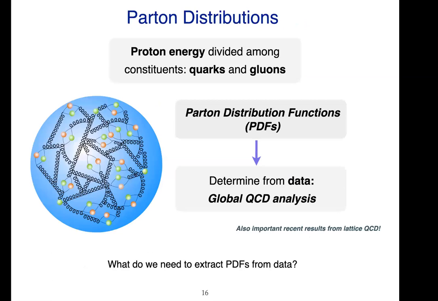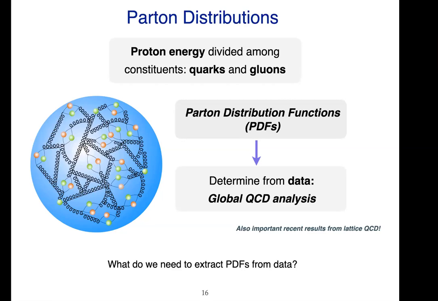The idea is that the proton is like some kind of recipient and contains a bunch of constituents, and the energy, the spin, and any other property of the proton is shared among its constituents. And these are the quarks and the gluons. We call them parton distribution functions, or PDFs for short. These are the objects that determine the amount of momentum that a given proton constituent carries inside the proton.